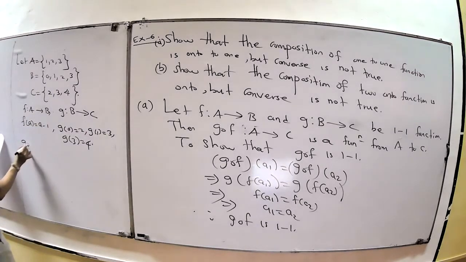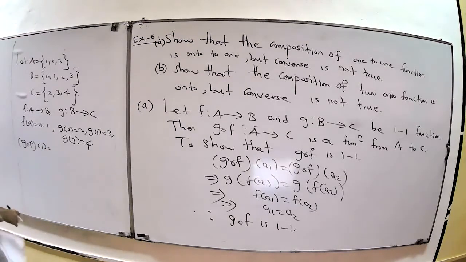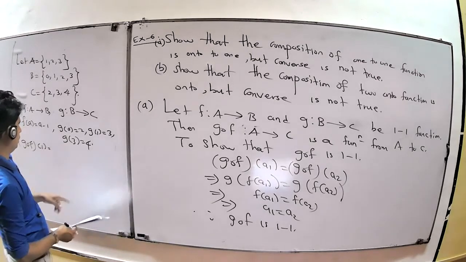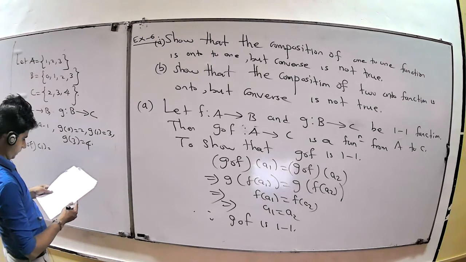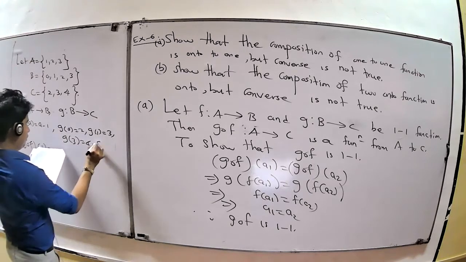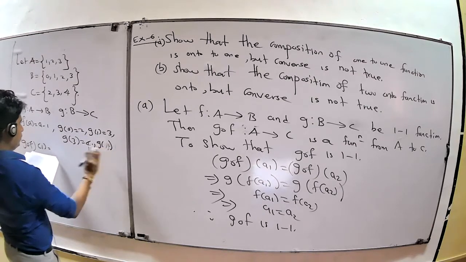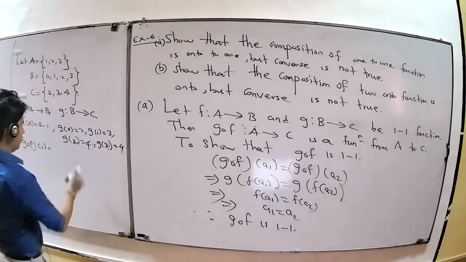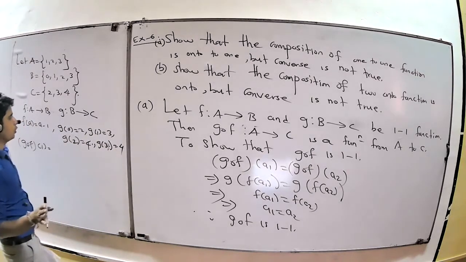Here g of 2 is also 4, and g of 3 is also 4. Suppose both values are equal, but 2 is not equal to 3, therefore obviously g is not one-to-one.